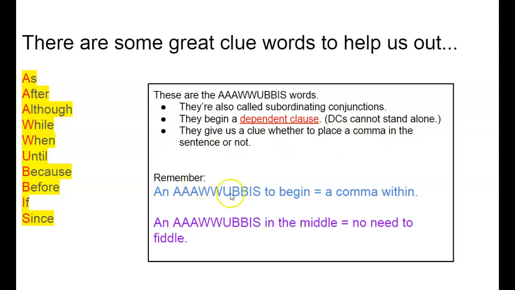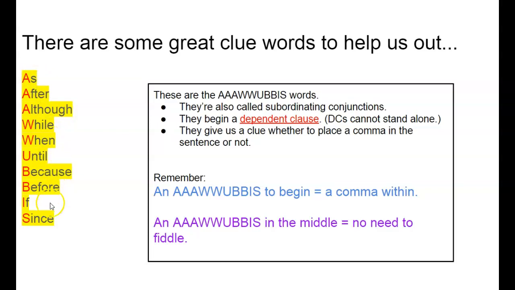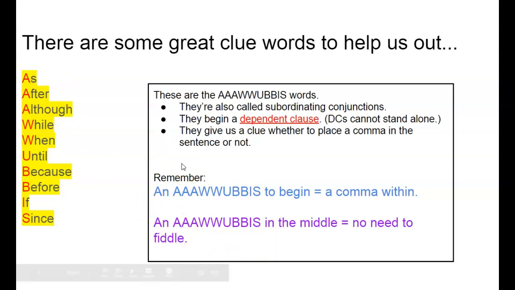An AWOOBUS to begin equals a comma within. An AWOOBUS in the middle, no need to fiddle. It means there's no need for that comma. So if your sentence starts with any of these words, as, after, although, while, when, until, because, before, if, since, you are going to have a comma in the sentence. If your sentence has one of these in the middle, then you don't need to fiddle with that comma. There's no need, okay?